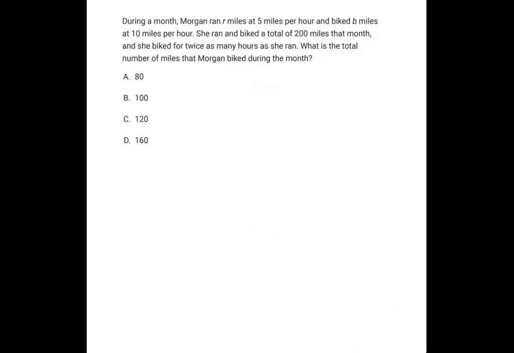Here you have a surprisingly challenging question. And when you have a complicated word problem, you want to be really clear on what the variables are. So R is the number of miles that she ran, and B is the number of miles that she biked.